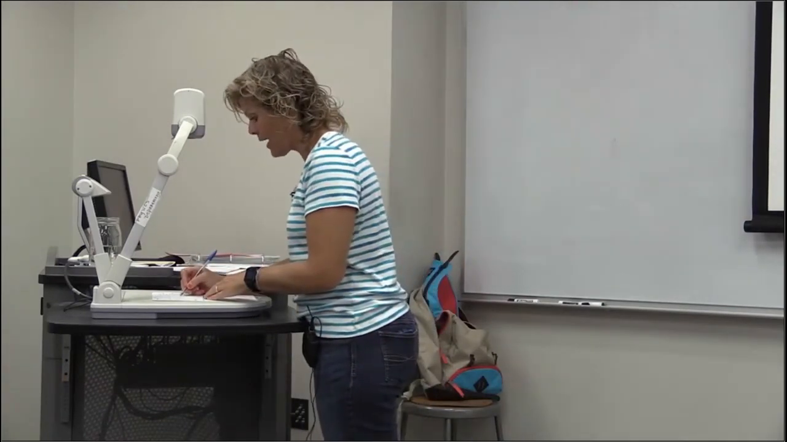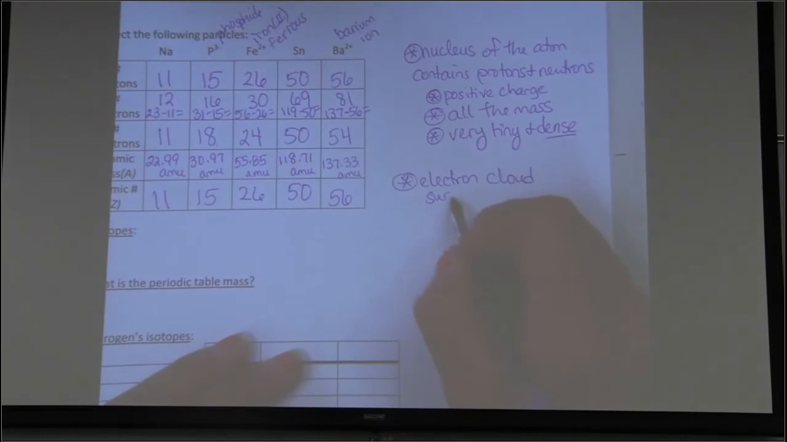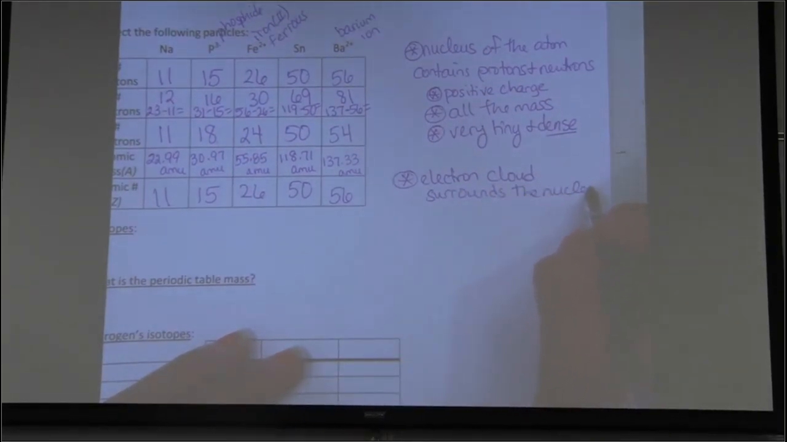So what's in that empty space? For right now, today, we're calling that the electron cloud. The electron cloud surrounds the nucleus and contains the electrons in constant motion. Those electrons are constantly moving.